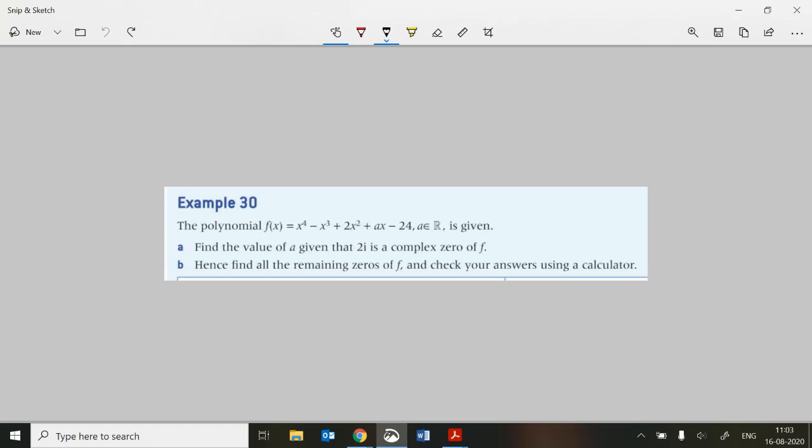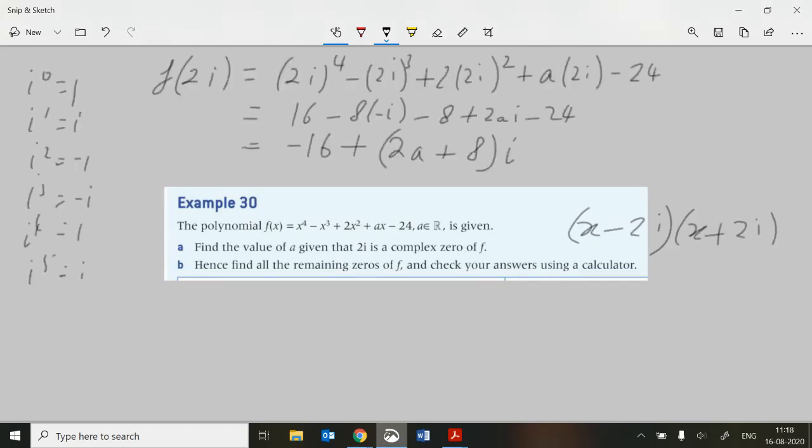Okay, so if 2i is a complex 0, remember again that that means that x minus 2i is one of our factors, and another one of our factors is going to be x plus 2i. Okay, so I've just had to stop the video there because I ended up with what seemed to be a mistake. But it turns out there's a mistake in the question here. And that will be corrected in newer versions of the textbook.